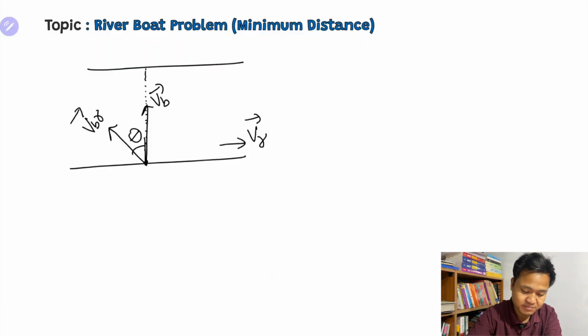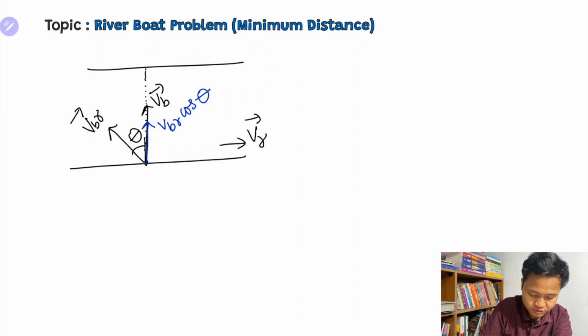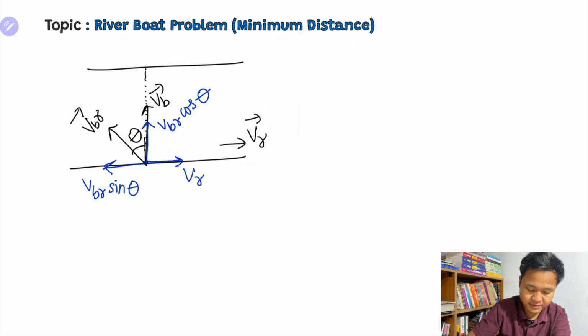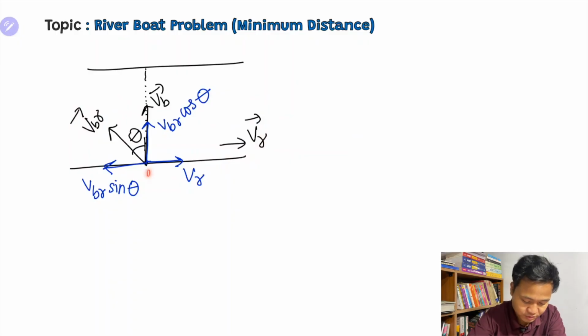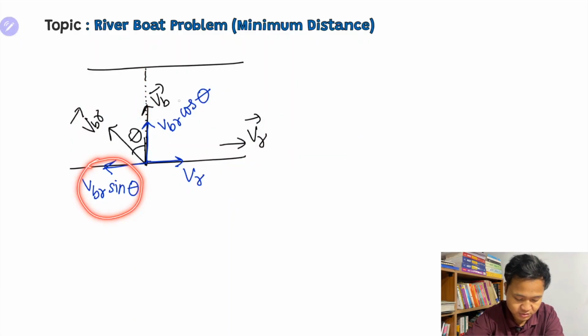Similarly here I can split VBR. If I split VBR, this is VBR cos theta, and this is VBR sine theta. Along this side I have VR, the velocity of the river. So you have two vectors, and you want the resultant vector to be along this side.